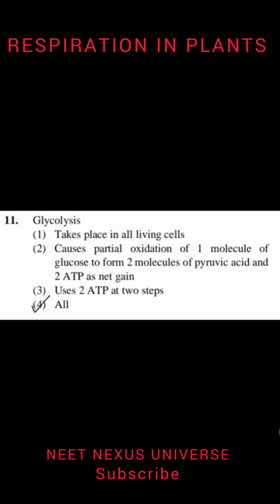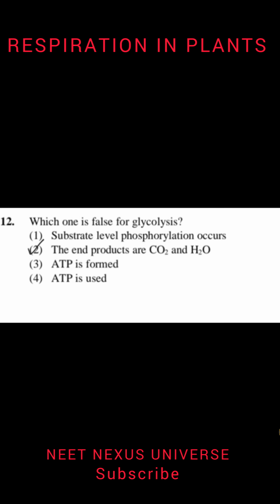Glycolysis takes place in all living cells, and it causes partial oxidation of one molecule of glucose to form two molecules of pyruvic acid. It yields ATP as well, and it uses 2 ATP in 2 steps. So all of these are correct. Which one is false for glycolysis?